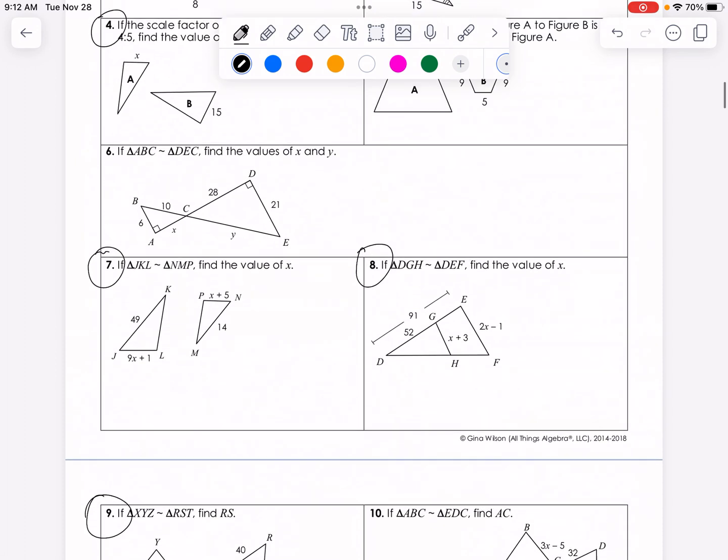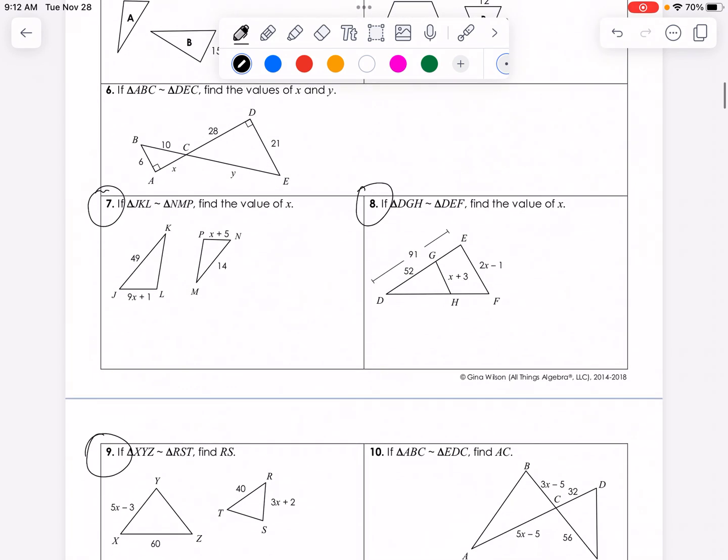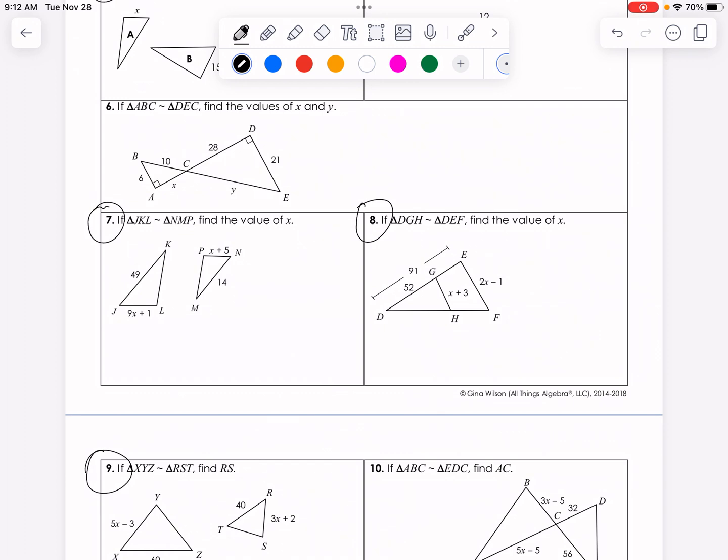So how many problems is that? It's 1, 2, 3, 4, 5, 6. Okay, so a total of 6 problems. Okay, all right. Go ahead and begin the assignment, and you can always email me if you have any questions.